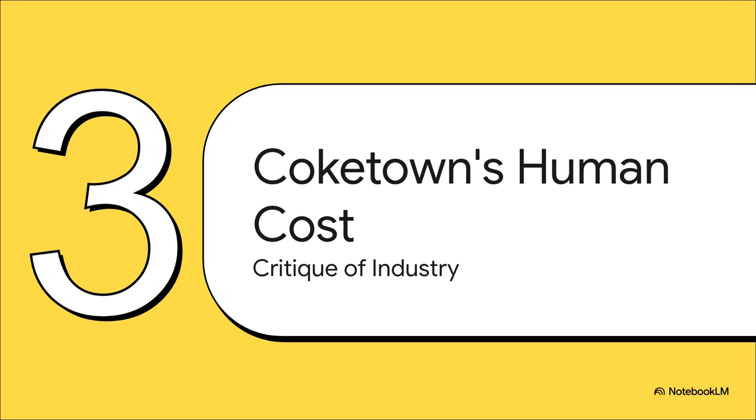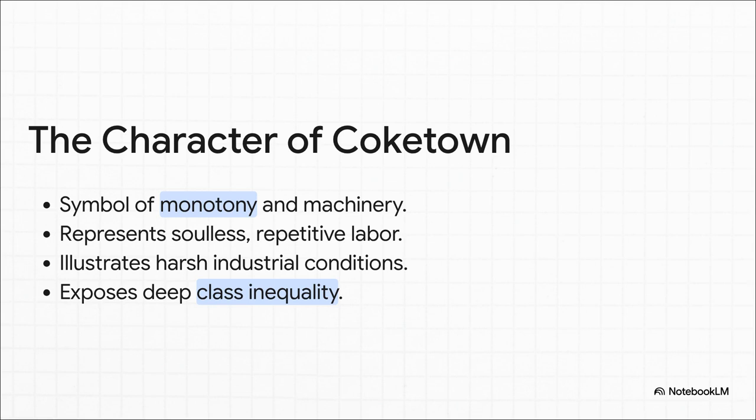Now, this battle of ideas isn't just happening in homes and in classrooms. No, it's literally built into the bricks and mortar of the city. Coketown isn't just a backdrop. It's the terrifying result of a society that has chosen fact at a terrible human cost. Coketown itself practically becomes a character in the novel. It's a place of endless, monotonous machinery and just soulless, repetitive work. Dickens uses it to paint this really bleak picture of the Industrial Revolution, highlighting the brutal conditions and the massive gap between the wealthy factory owners and the exploited workers.